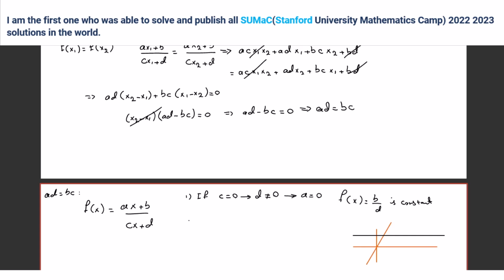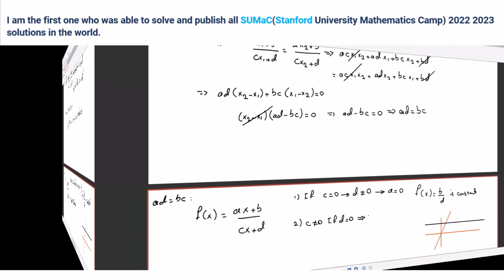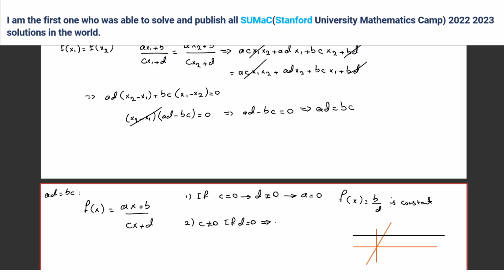Now let's consider case 2, where C is not 0. If D is 0, then what can we conclude? Then B is 0. So f of x will be A over C, but x shouldn't be equal to 0. So it will be something like this, right?